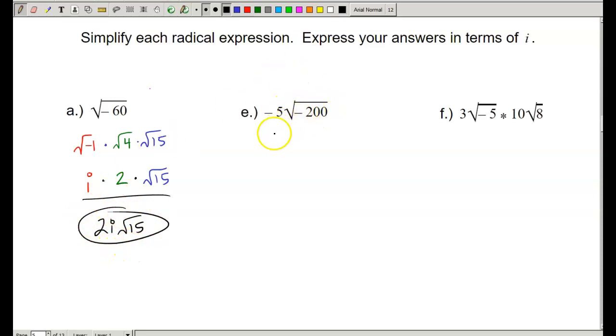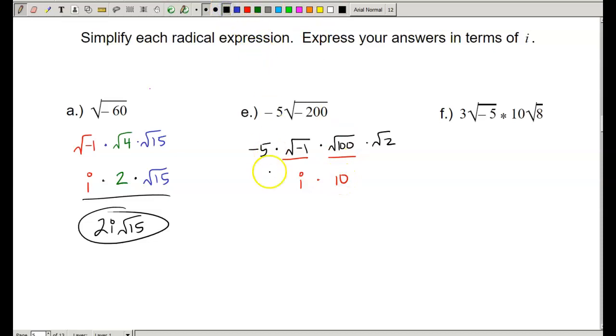All right, E. So here I have negative 5 just outside of the radical to begin with, and then I'm going to start breaking up root negative 200. I would break this up into, first of all, negative 1, and then 200, just like 4.5. How do we reduce that? I know that 100 times 2 is 200, and 100 is a perfect square. So now this is going to become i, and root 100 is 10.